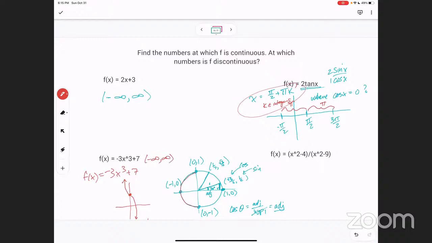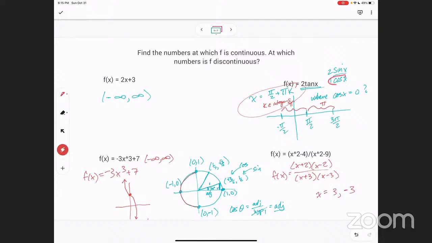Now this one is going to be discontinuous because this is going to be x plus 2 and x minus 2 all over x plus 3 and x minus 3, right? So where is this discontinuous? 3 and negative 3. That's right. So at x equals 3 and at x equals negative 3, it's discontinuous because you can't divide by 0.